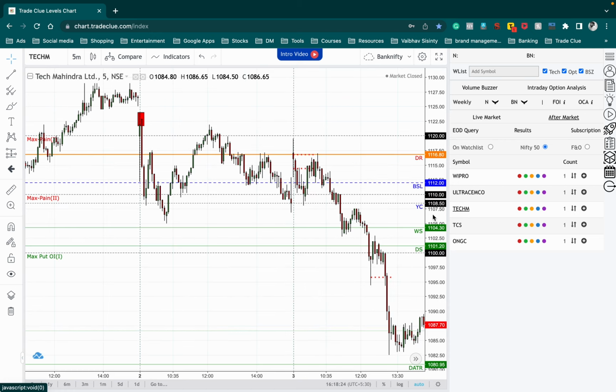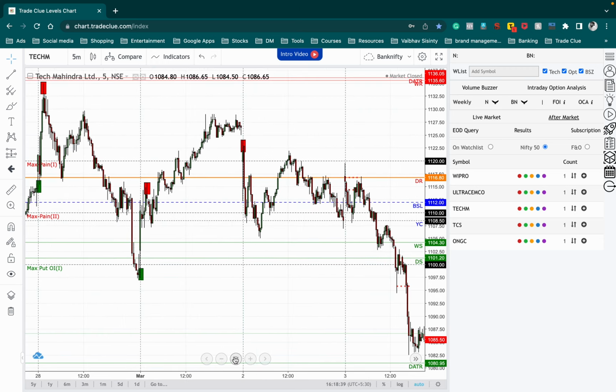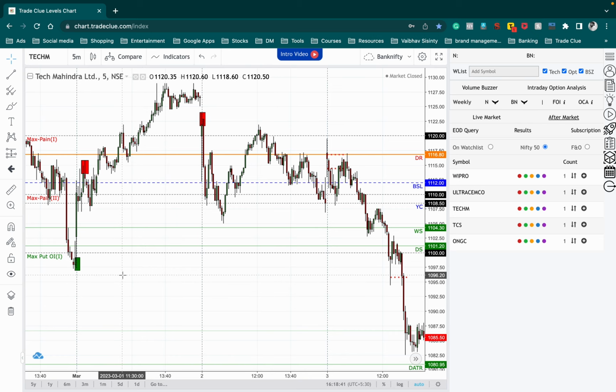Now let's check Tech Mahindra. In Tech Mahindra, if I look after WS and DS, that is weekly support and daily support, and the max put OI, there is no TradeClue level on the downside to stop its downfall. Now let's check whether there was a green box present adjacently. Now you can see that the green box is available over here.